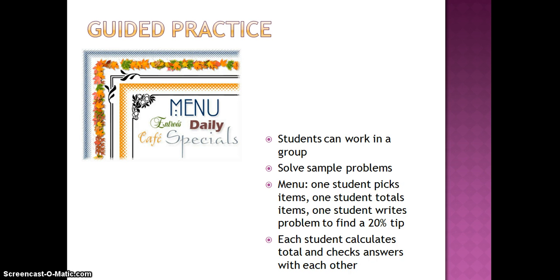This is also when the students would be put into breakout groups to solve the problems following the structure of the ones modeled in the examples and in the check for understanding. Each group will be given a menu from different restaurants. One student will be asked to pick items from the menu and create a bill. One will be in charge of finding the total, and one will write the problem to calculate the tip for 20%.